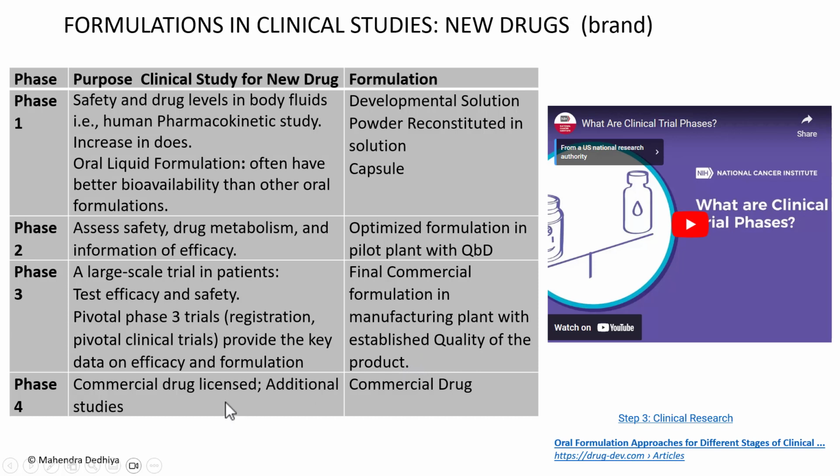Phase 4 studies are done for additional studies on commercial drug, and commercial products will be used. Let's look at in this video what are the clinical trial phases.